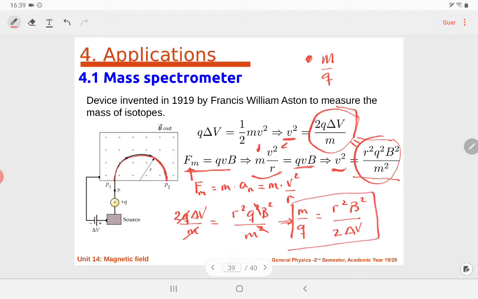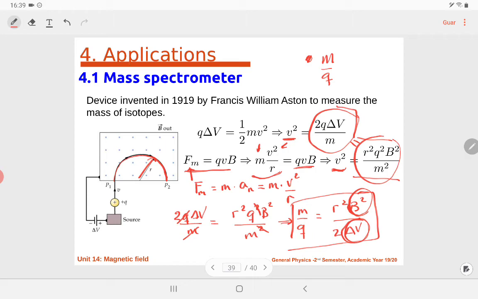Okay, so this is what I was telling you at the beginning, that by changing the potential difference with which you accelerate the charged particles and insert them into the area, and by controlling the magnitude of the magnetic field, and by measuring the radius, you can derive what the ratio between the mass and the charge of the isotope is.